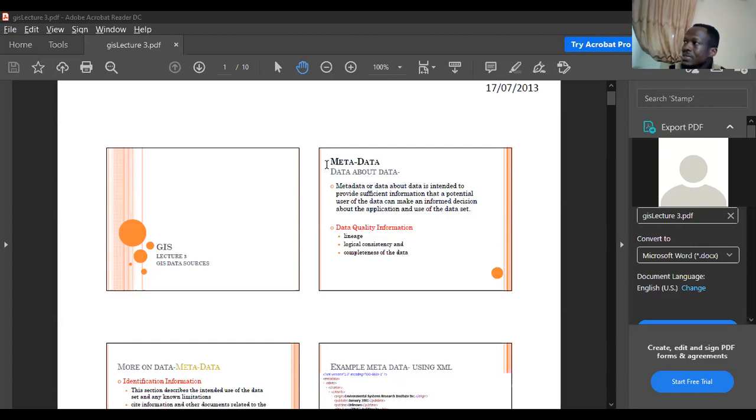Maybe I'm giving you 20 notes, or I'm giving you 50 notes. That is metadata. It's data about data. I want to know about the data, so give me the data.